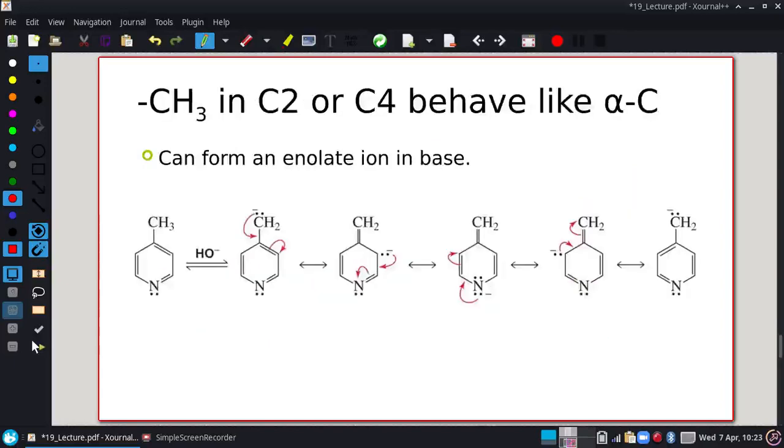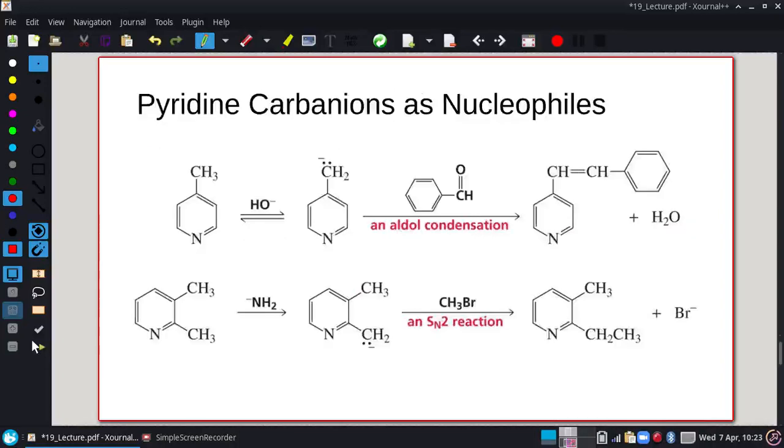All right. Now, another weird thing that we see on this deactivated ring with the nitrogen: a single methyl, and it has to be a methyl, a CH3, in that 2 or 4 position, almost behaves like an alpha carbon to a carbonyl. So we can actually have that react like an enolate ion. Because it can act like an enolate ion, we can just treat it with OH, create the enolate, and do an aldol condensation, where it will come in and attack the backside of that carbonyl.